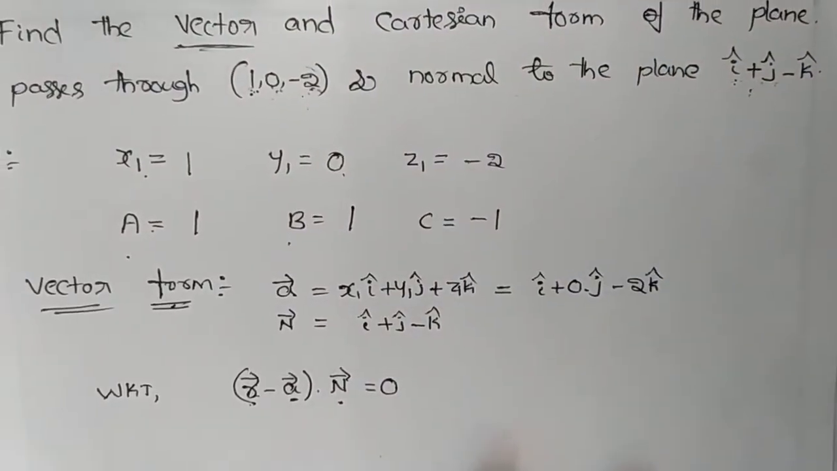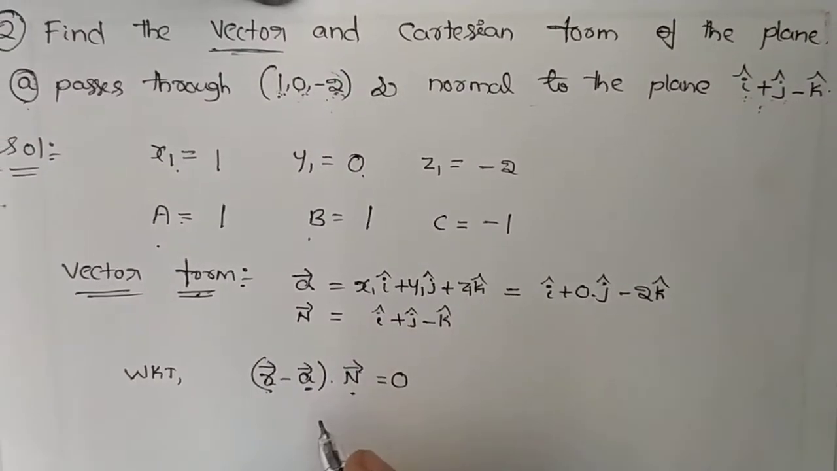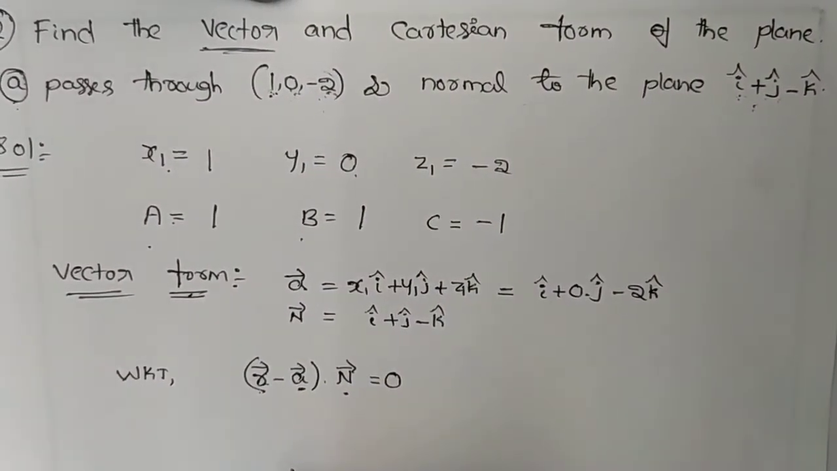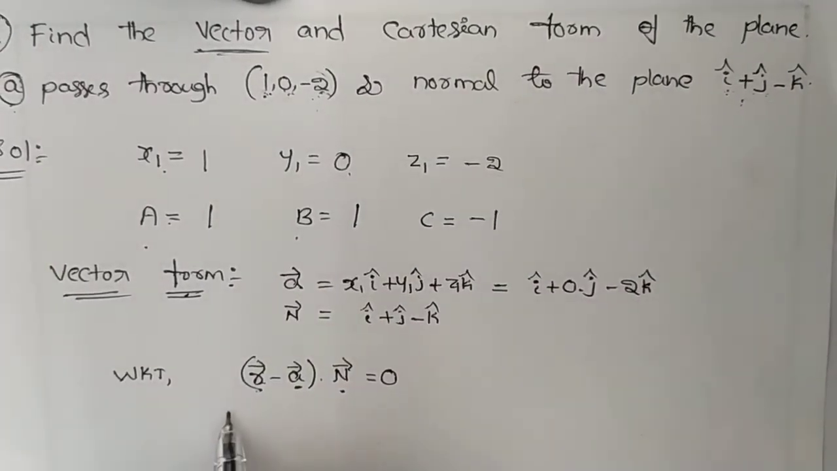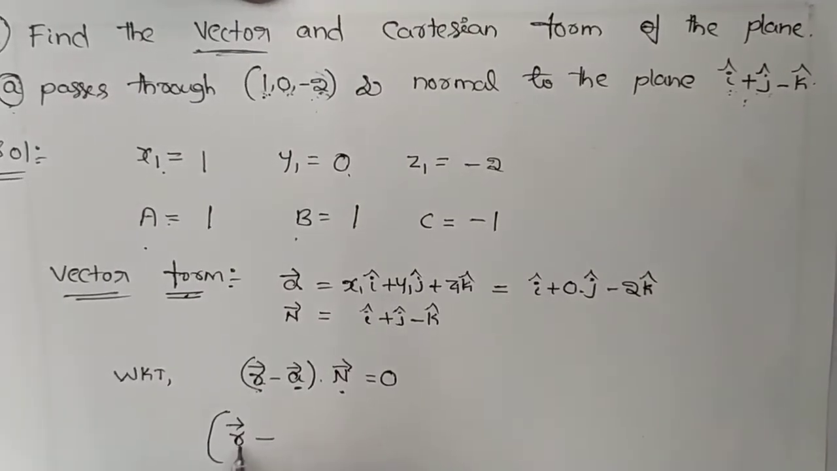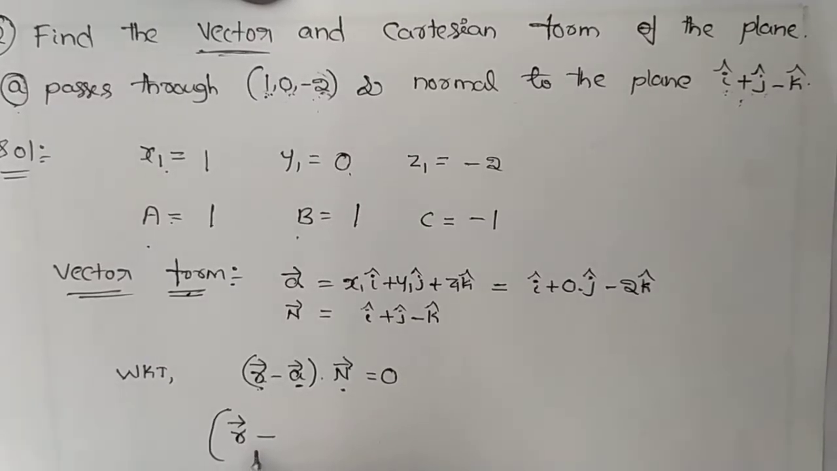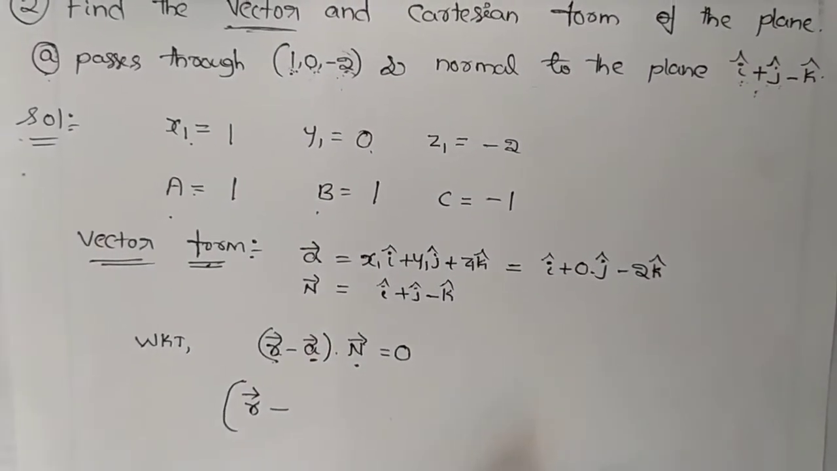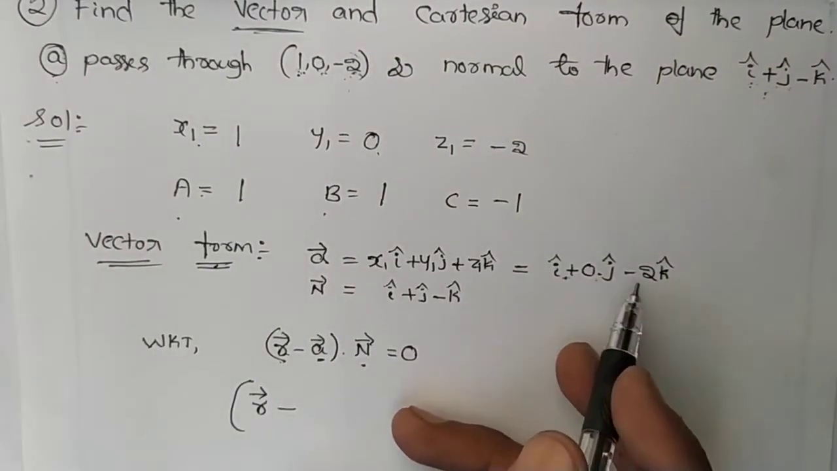Now you just substitute this a vector and n vector in the vector form. Then finally we will get the required equation of the plane in vector form. The r vector you just write as it is, or if you want, you can write xi plus yj plus zk in place of the r vector, or you can keep it as it is. The r vector minus the a vector is nothing but i plus 0j minus 2k.